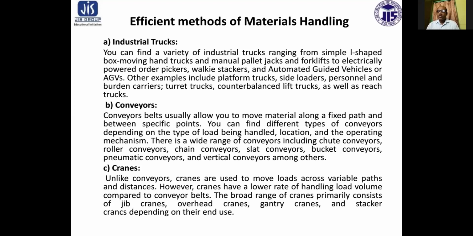Conveyors. Conveyor belts usually allow us to move material along a fixed path and between specific points. One can find different types of conveyors depending on the type of load being handled, location and operating mechanism. There is a wide range of conveyors including chute conveyor, roller conveyor, chain conveyor, slat conveyor, bucket conveyor, pneumatic conveyor and vertical conveyors.